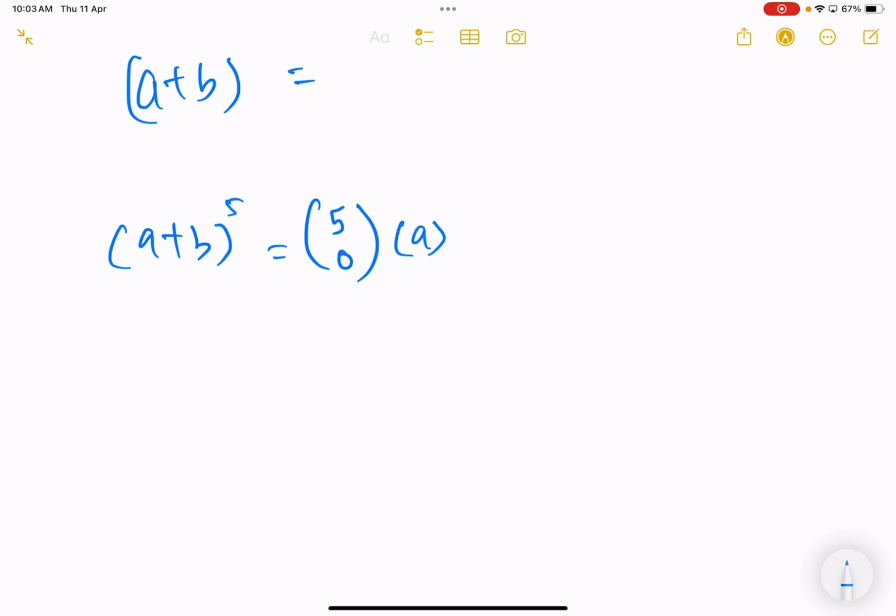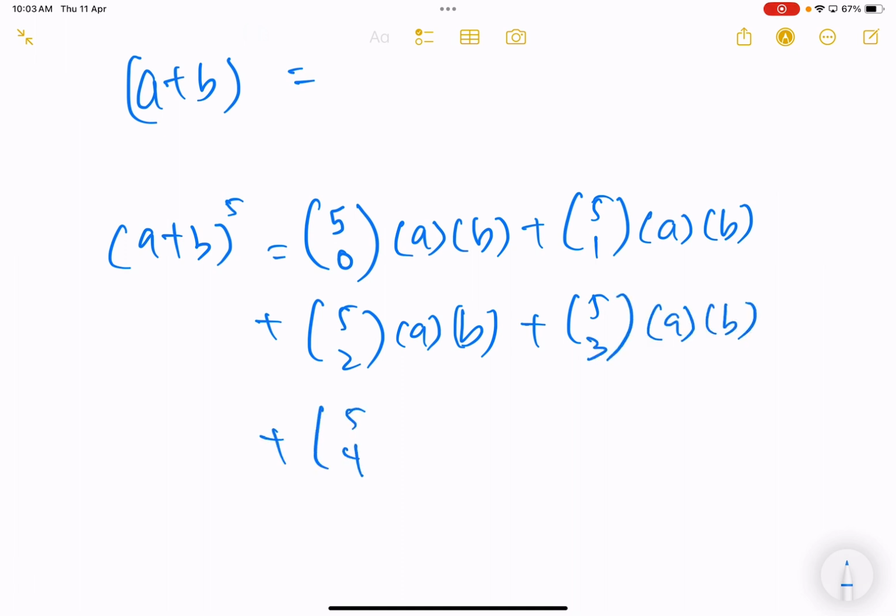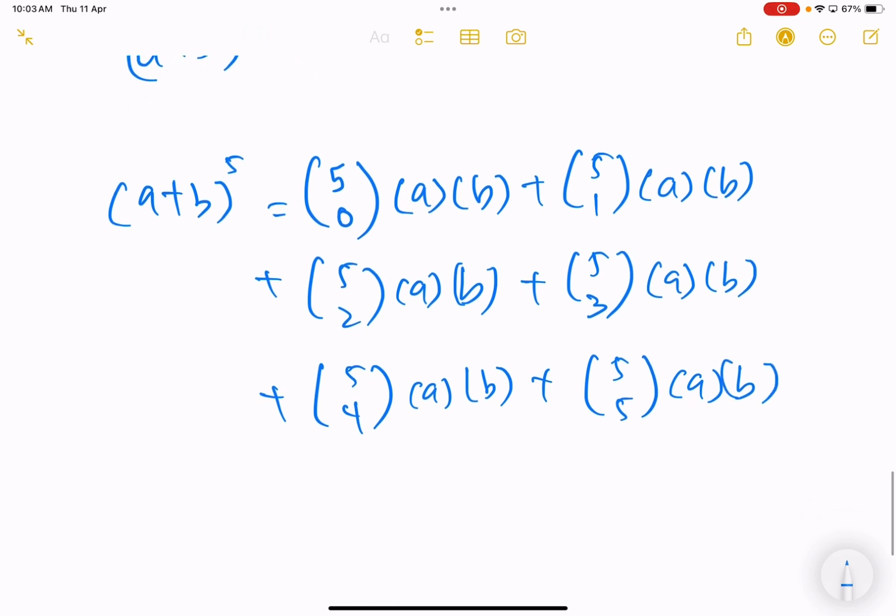I will write down A and B side by side. 5 choose 1, A, B side by side. 5 choose 2, A, B side by side. 5 choose 3, A, B side by side. I will continue this pattern until I get 5 choose 5. Now, what is the pattern over here? I will start with 5 choose 0. I always start with 0. And I will end at 5 choose 5.